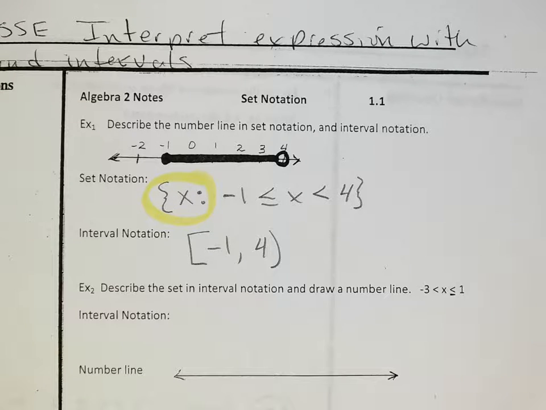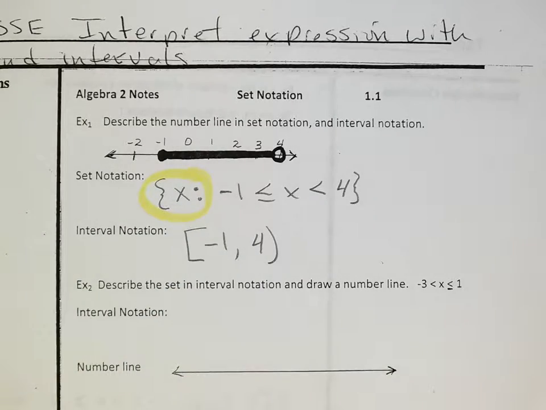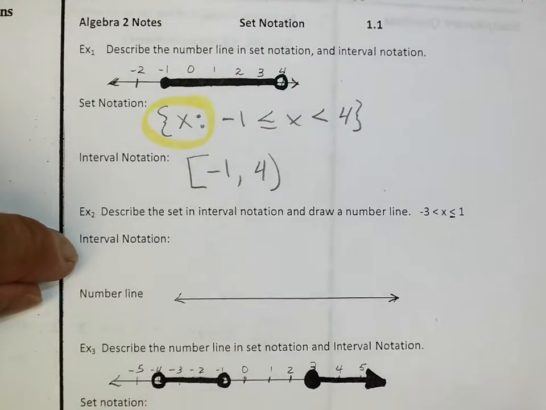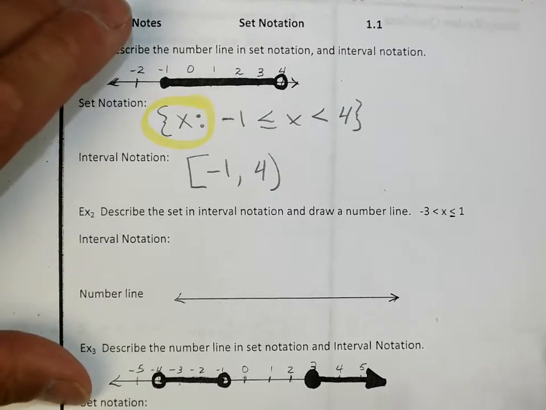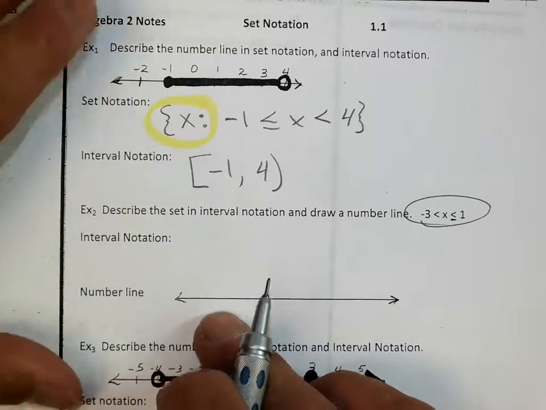Thumbs up? Now this one's a little trickier, the set notation. We'll practice set notation. Example 2. Describe the set in interval notation and draw a number line. What might be easier is if I do the number line first, and then I'll do interval notation.